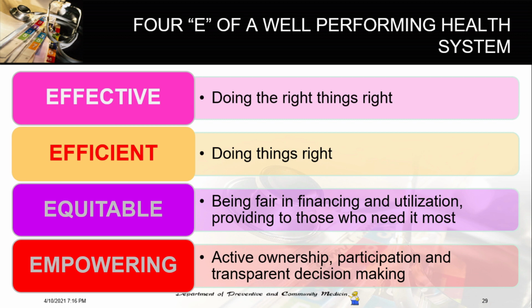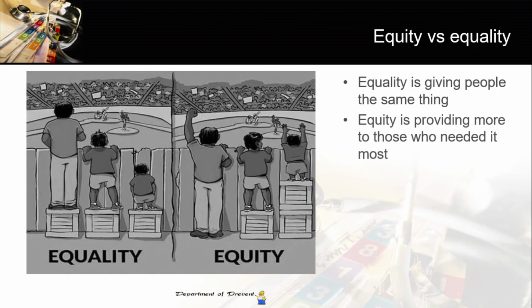Effective is doing the right things right. Efficient is doing things right. Equitable is being fair in financing and utilization, providing to those who need it most. And empowering is the active ownership, participation, and transparent decision making. In health systems, equity is being practiced than equality.